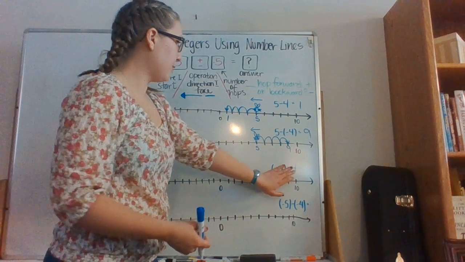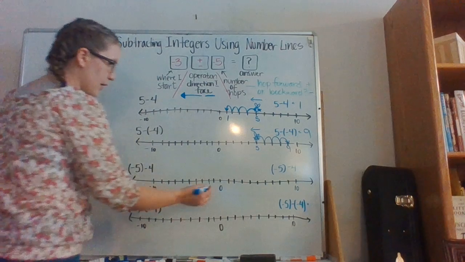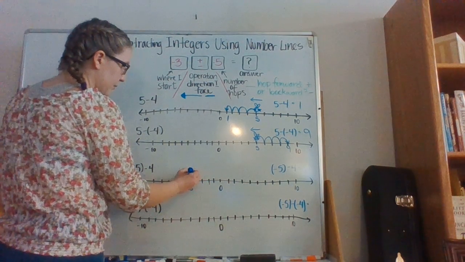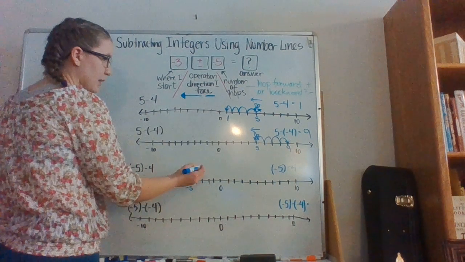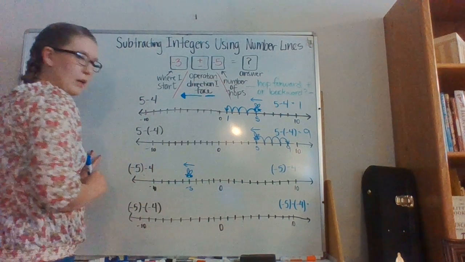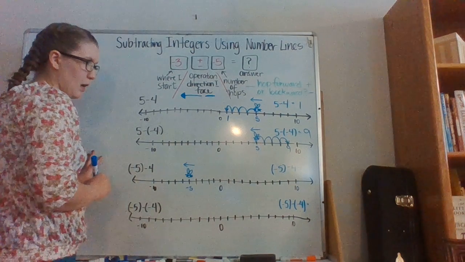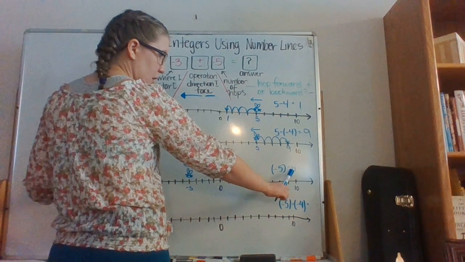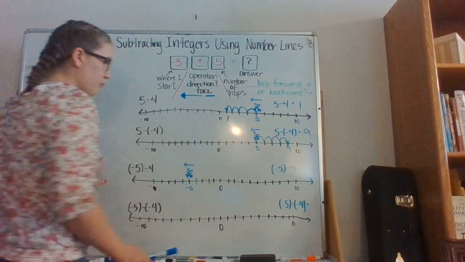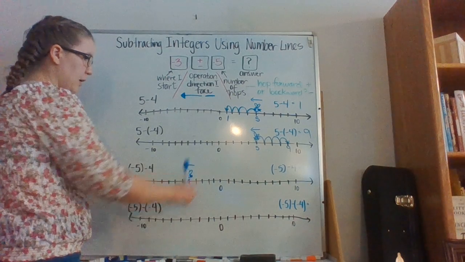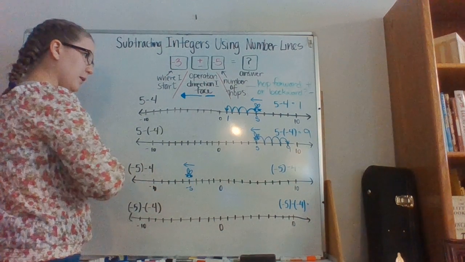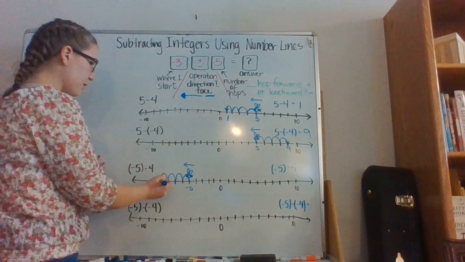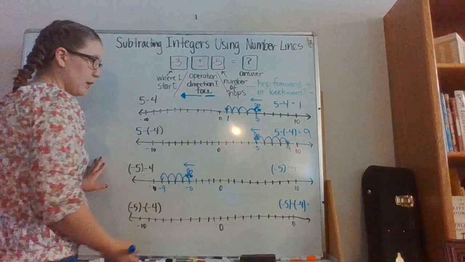Next one, negative 5 minus positive 4. So I'm going to start at negative 5. Here I am with my bunny at negative 5. I'm subtracting, so I face the subtracting direction. And I'm subtracting a positive 4, because this looks like negative 4, but it's a subtraction sign. Subtracting a positive 4. So that positive 4, I'm going to be hopping forward because it's a positive number. 1, 2, 3, 4. And I land at negative 9.